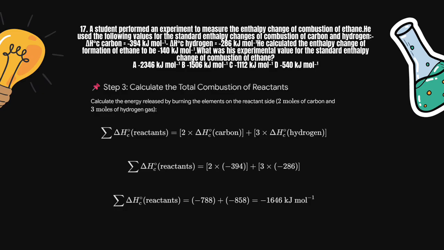Step 3, let's calculate the total heat energy released by burning the elements on the reactant side. We have 2 moles of carbon and 3 moles of hydrogen gas, so we multiply 2 by minus 394 and add 3 times minus 286. This gives us minus 788 plus minus 858. Resulting in a total reactant combustion enthalpy of minus 1646 kJ per mole.